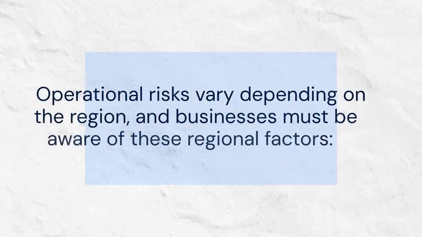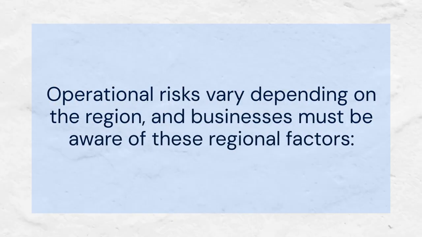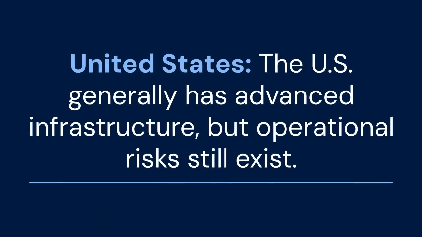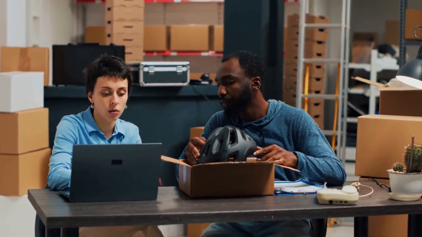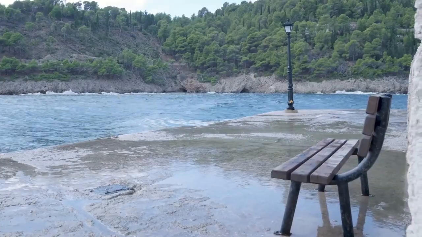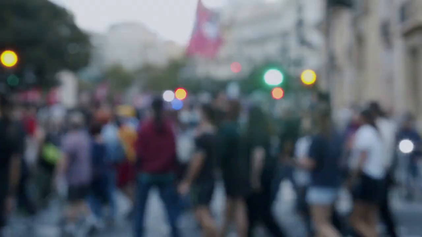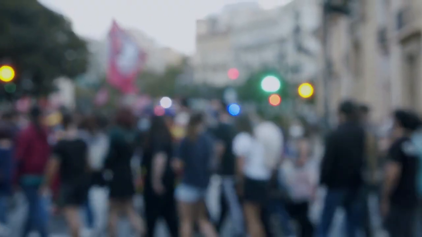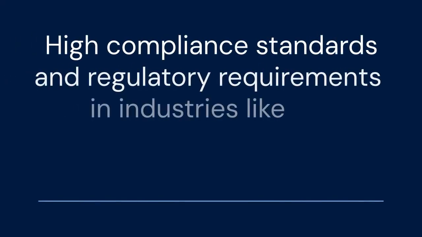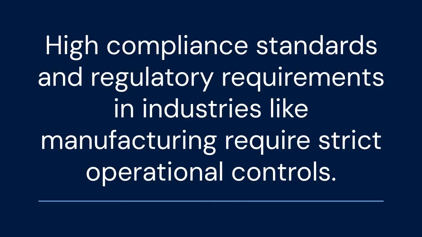Regional nuances. Operational risks vary depending on the region, and businesses must be aware of these regional factors. United States. The US generally has advanced infrastructure, but operational risks still exist. For example, managing logistics across 50 states can be complex, especially when aiming to offer nationwide delivery. Weather-related disruptions, such as Gulf Coast hurricanes or northern winter storms, can cause significant supply chain delays. Labor issues like trucker shortages or strikes, for example, port worker strikes on the West Coast, can also create disruptions. High compliance standards and regulatory requirements in industries like manufacturing require strict operational controls.